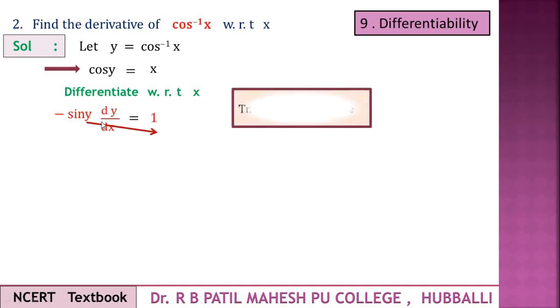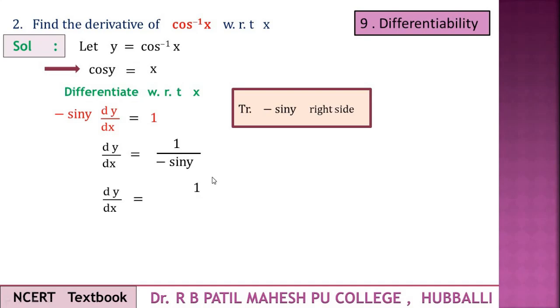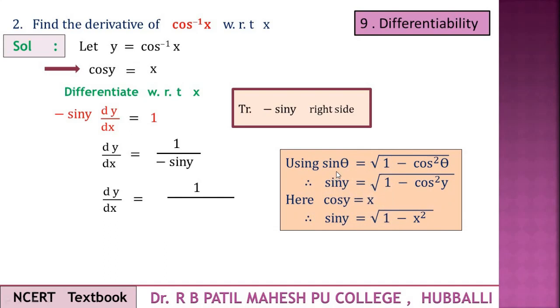Now to get dy by dx, transfer this minus sign to the right side, so dy by dx equals 1 divided by minus sin y. Next, I convert this sin y function in terms of the x variable, again using the same identity. Sin theta is written as root of 1 minus cos square theta. So sin y means root of 1 minus cos square y, and we know the value of cos y is x. So sin y becomes root of 1 minus x square, because cos y is x.